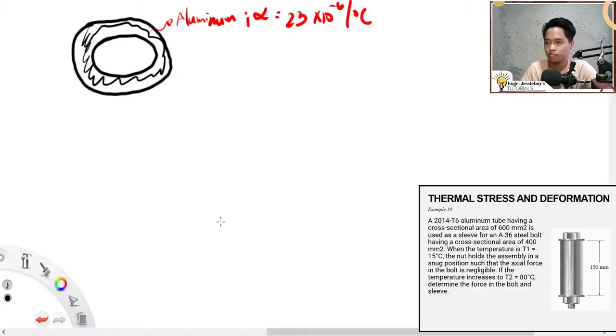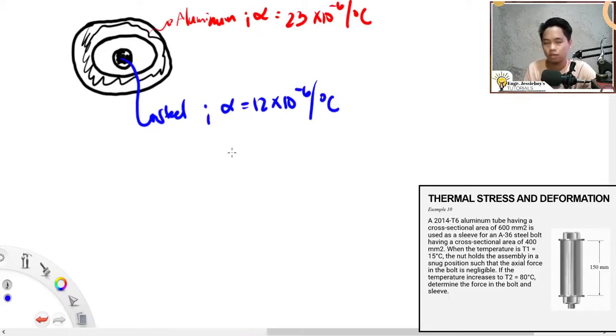Now after that, we have a steel bolt, a steel bolt inside. This is made of A36 steel. And we know that A36 steel has an alpha of 12 times 10 to the negative 6 per degree Celsius. In surveying, especially if you are going to do tape correction, since your tape is steel, usually this value of alpha is what you use. That's 12 times 10 to the negative 6 per degree Celsius. Just sharing. So we are going to analyze this one.